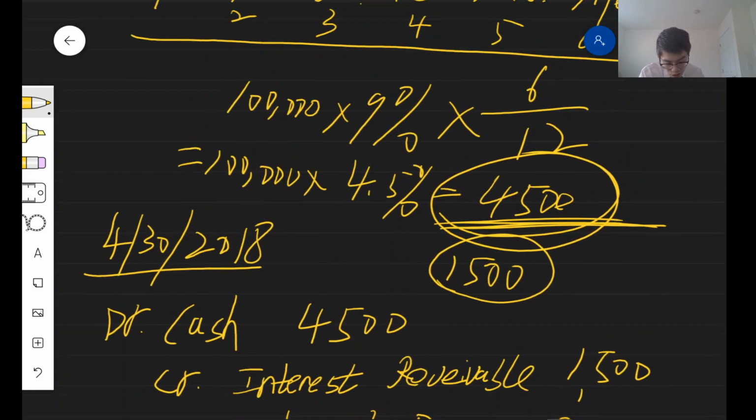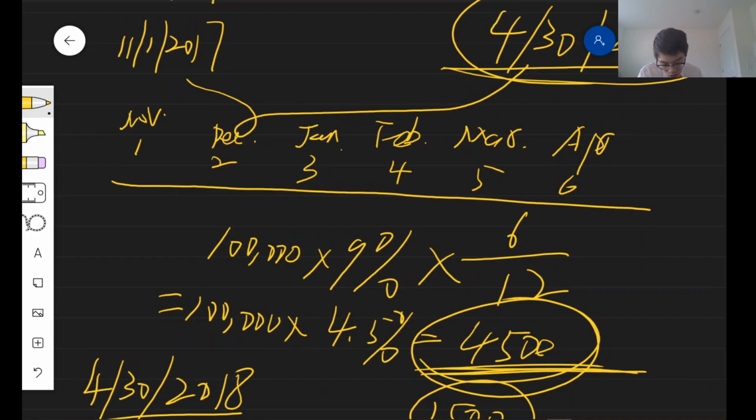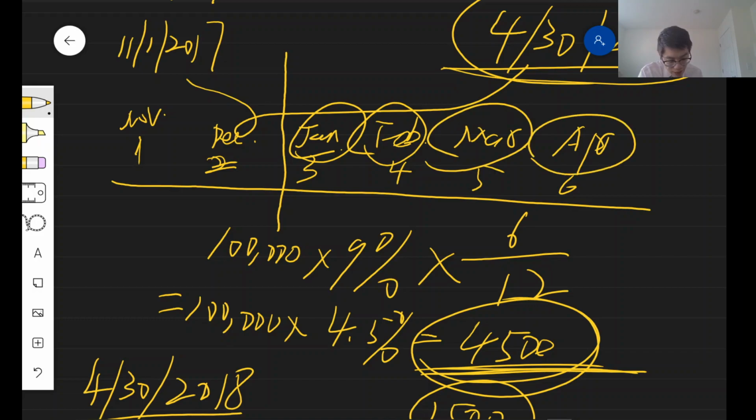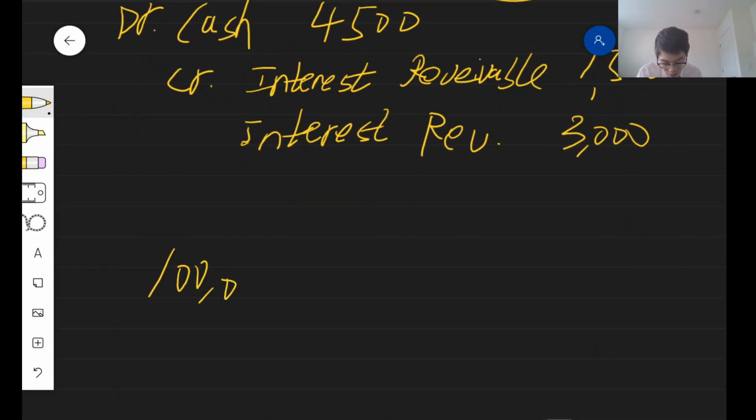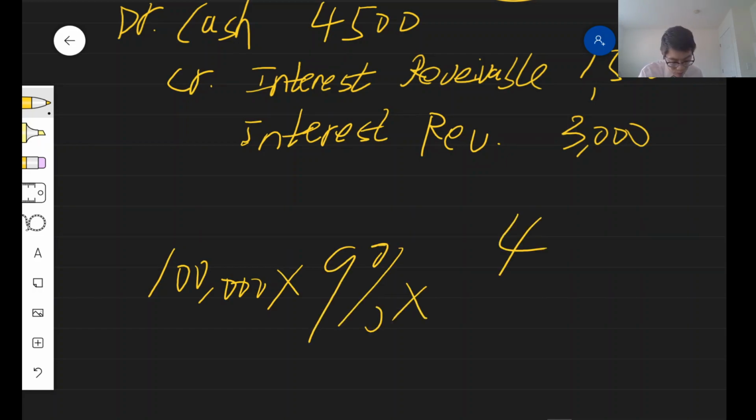So let's go back to here. Go up a little bit. At the end of December 2017, we recognized 2 months of interest revenue. So now for 2018, January, February, March, and April, this is 4 months use of our principal, so we need to recognize interest revenue for these 4 months. That'll be 100,000 times 9% times 4 months use over 12 months.